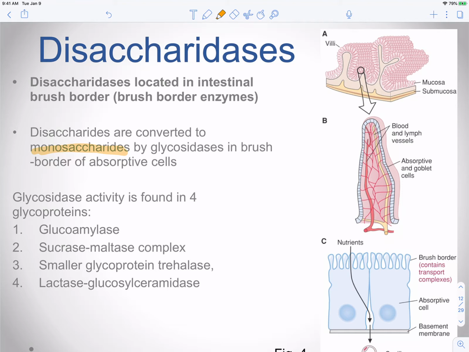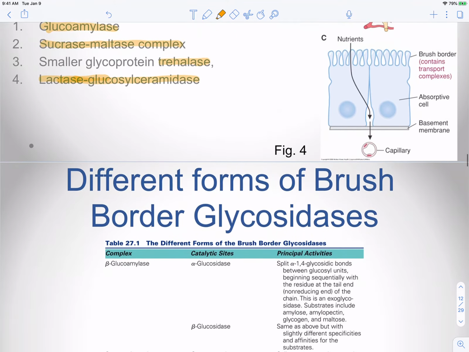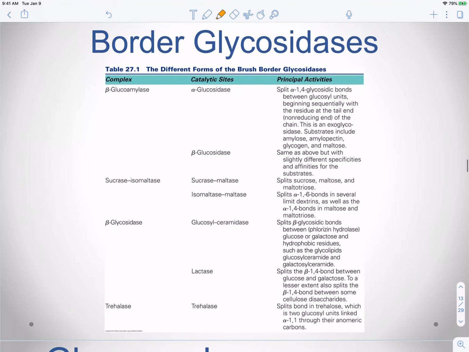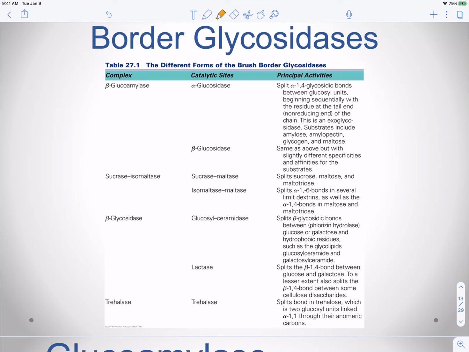Glycosidase activity is going to be in 4 different glycoproteins. We're going to have glucoamylase, a Sucrase-Maltase complex, a trehalase complex, a Lactase-Glucosylceramidase complex as well. So this is a table from your book that kind of describes all the different complexes. We have a beta-glucoamylase. This is going to split the alpha 1,4 bonds between glycosyl units, and this is going to be starting at the non-reducing end of the chain.